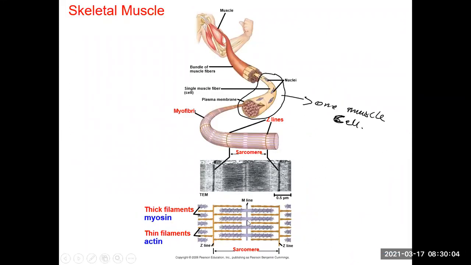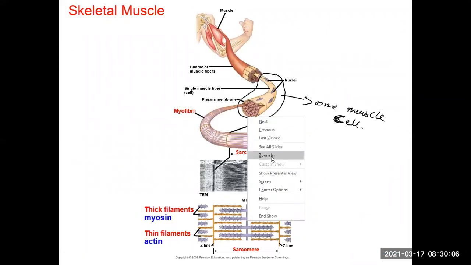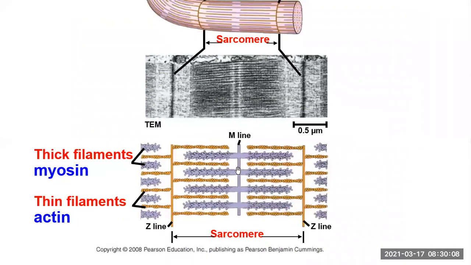Now, by the way, I forgot to tell you something here. This one is called the M line. The M line is the center, the middle line between the two Z lines. Do both sides come towards the M line when they contract?